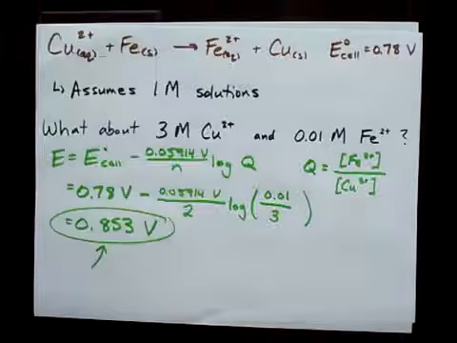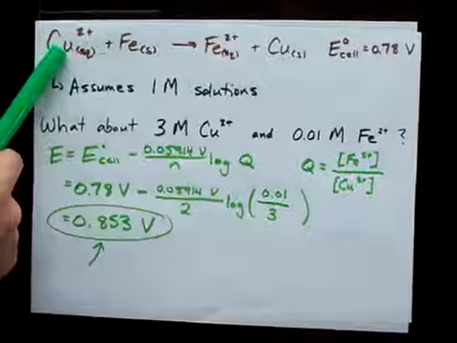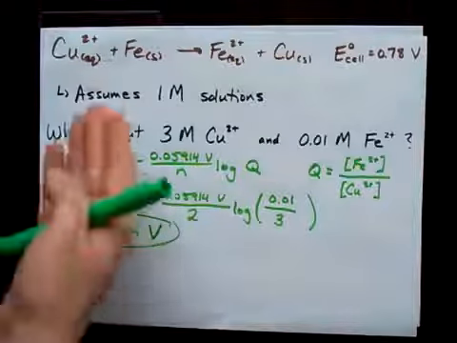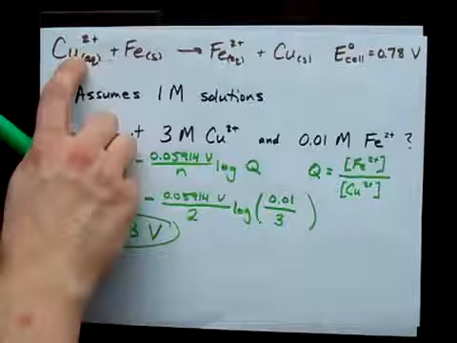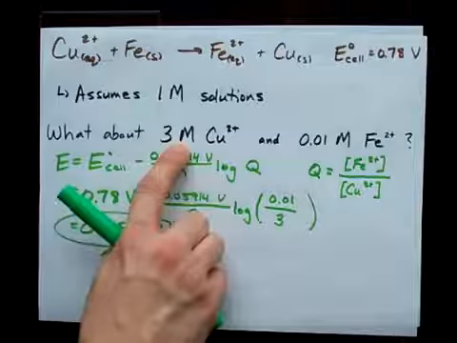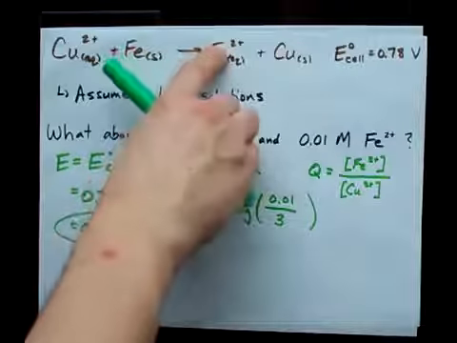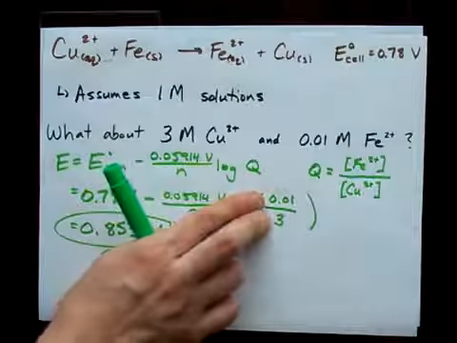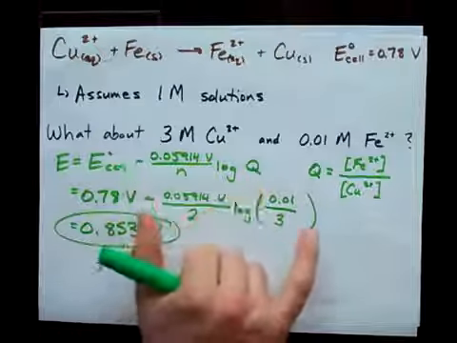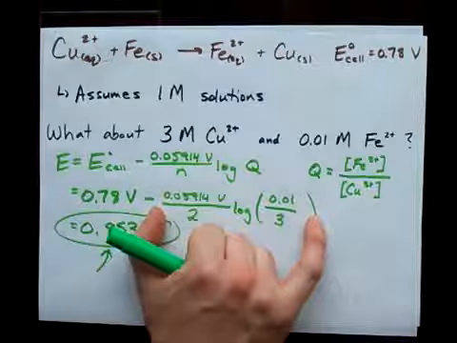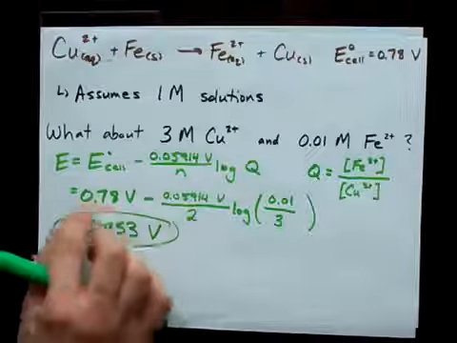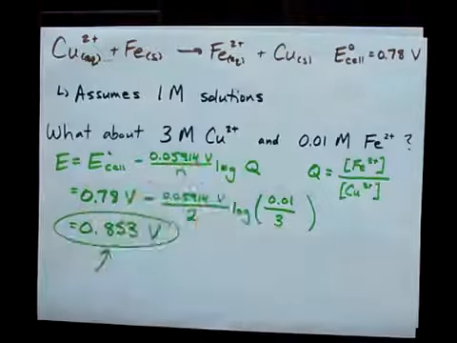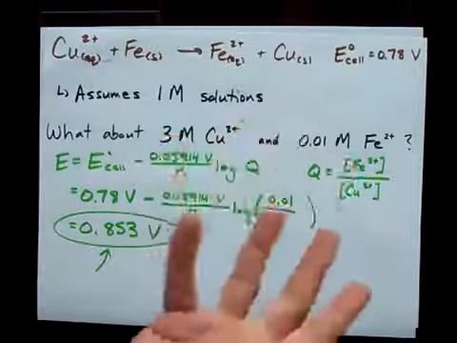I guess that makes sense because I am providing a little more reactant and a little less product to start with. What's important to note here is that as the reaction occurs, the copper concentration will go down, this iron concentration will go up, which will increase this value, which means I'm subtracting a bigger value each time, which means the cell potential will eventually reach about 0.78. But at the very beginning, it's definitely going to give me just a little more than that because my concentrations are so out of whack.